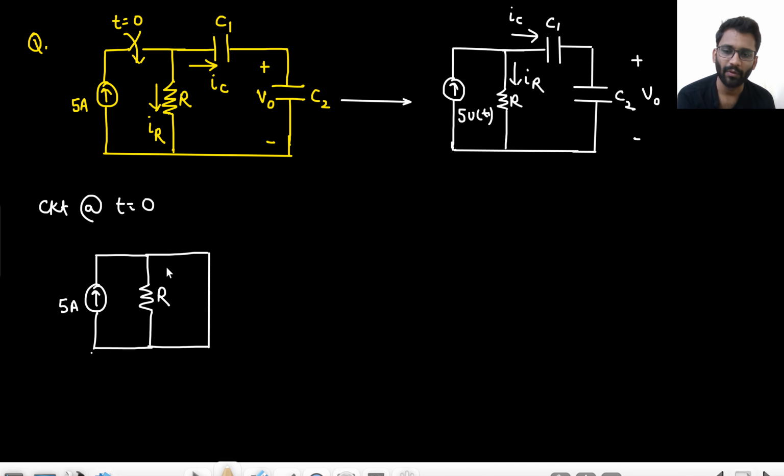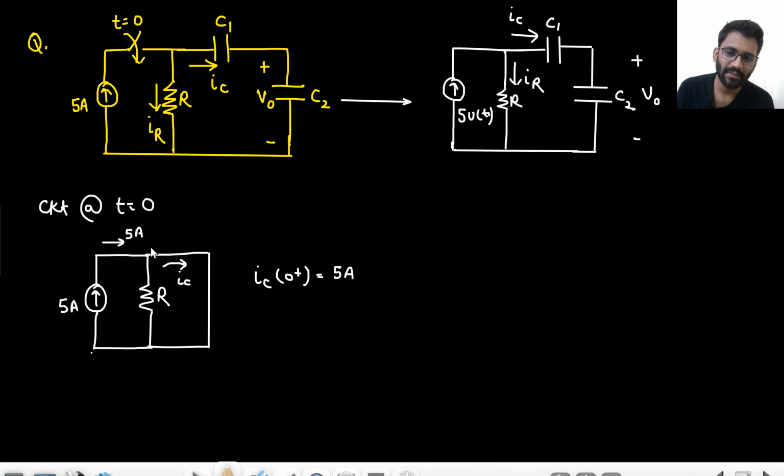So tell me, this current is IC, because at t equals to 0, the capacitor will be short circuited. What will be the value of IC? IC value at t equals to 0 plus would be 5 ampere, right? Because this complete current will be flowing through the short circuit path. The current here is 5 ampere.